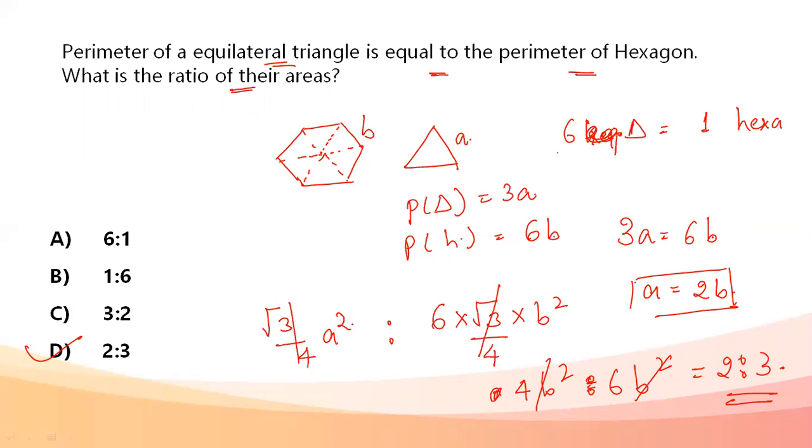Simple approach: I know if I put together six equilateral triangles, I can form one hexagon. With respect to that, and the line that the perimeter of the equilateral triangle is equal to the perimeter of the hexagon, we formed a relation and we got the answer. My answer is 2 is to 3.